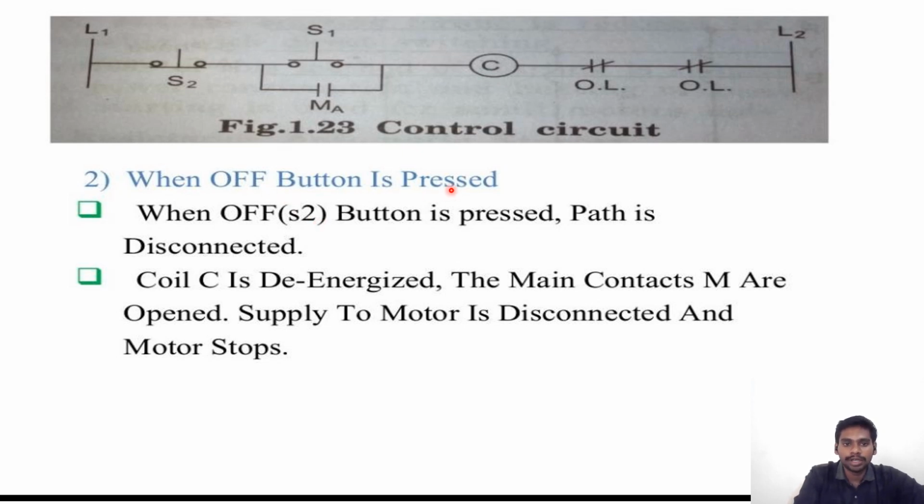This is the off circuit, that means the control circuit. When the off button S2 is pressed, the circuit will be opened. So the supply will be cut off in this region. So the C coil is de-energized and the main contacts M are opened. They are closed in the starting condition and opened in the off condition. The motor is disconnected and the motor stops. This is the way of using the DOL starter.